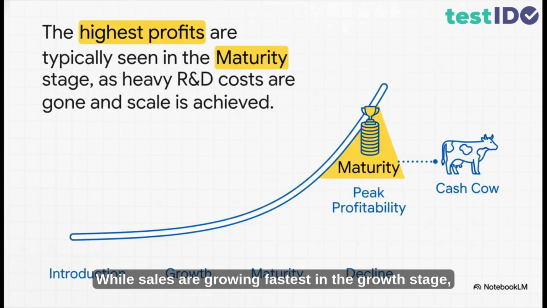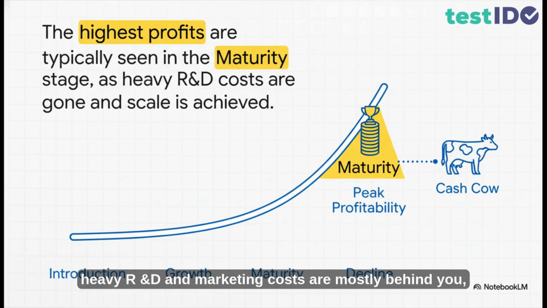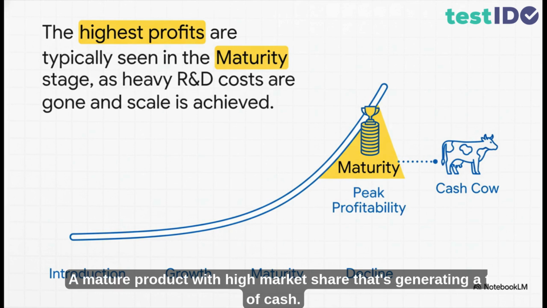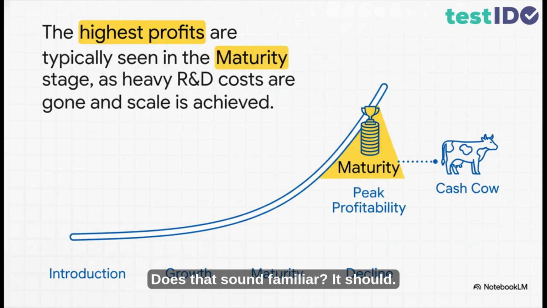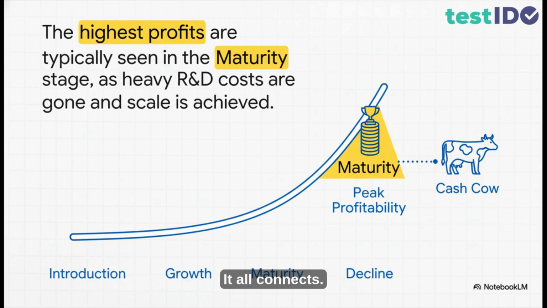While sales are growing fastest in the growth stage, peak profitability usually happens in the maturity stage. So why is that? It's because those big, heavy R&D and marketing costs are mostly behind you, and you've achieved economies of scale. Now wait a minute, a mature product with high market share that's generating a ton of cash. Does that sound familiar? It should. It's basically a cash cow from our first model. You see? It all connects.